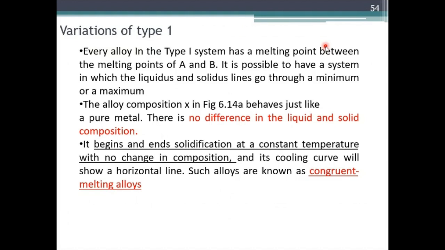Usually there will not be any difference in the material composition when it changes from liquid to solid or solid to liquid, but be careful. The solidus is at a constant temperature with not much change in composition, and the cooling curve is horizontal. That horizontal behavior we call a concurrent type of metal alloys.